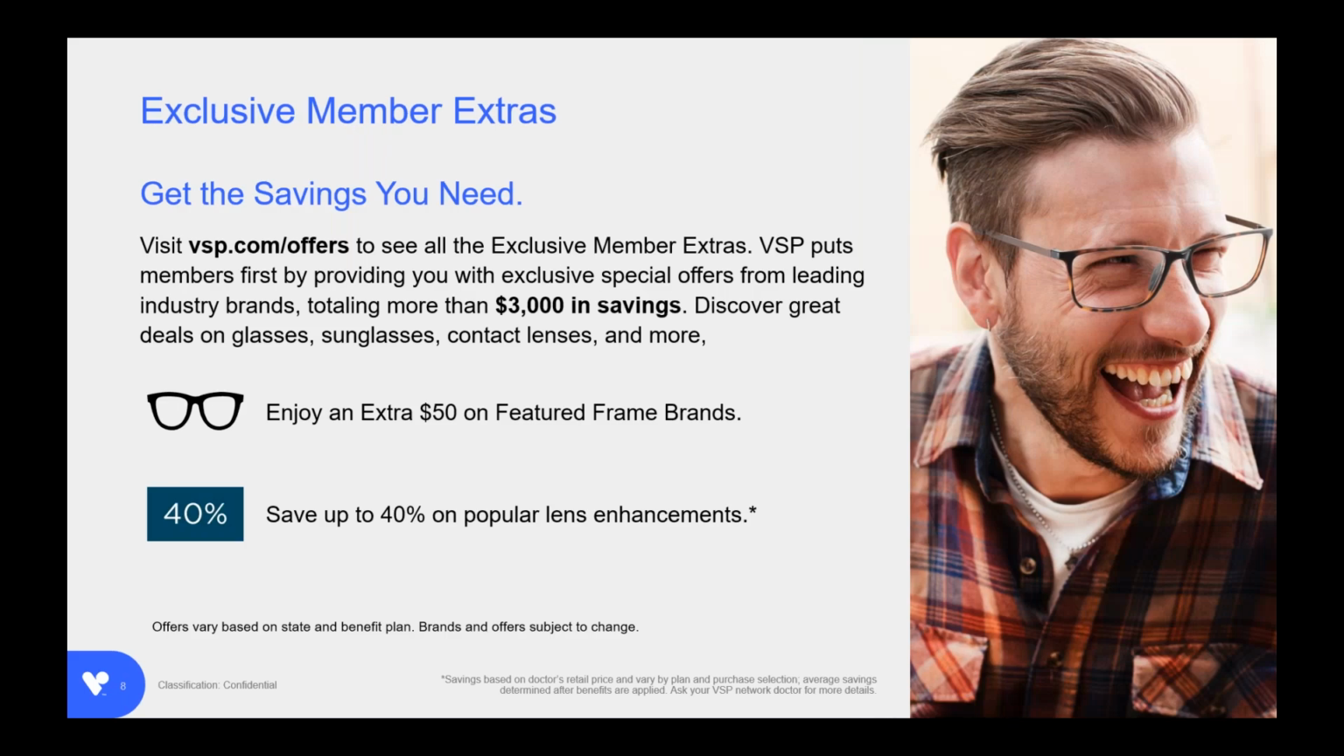VSP members get access to exclusive member extras, up to $3,000 in savings on leading industry brands, plus OEB members get an additional $50 to spend on featured frame brands. And you can see those at vsp.com/offers to see more ways OEB members can save.